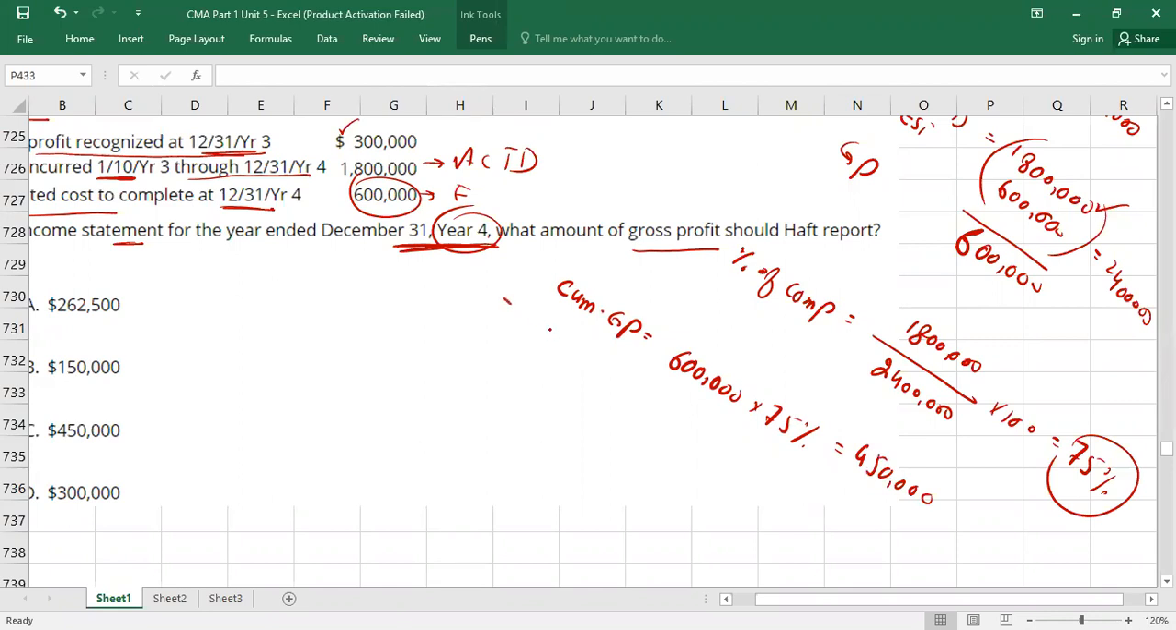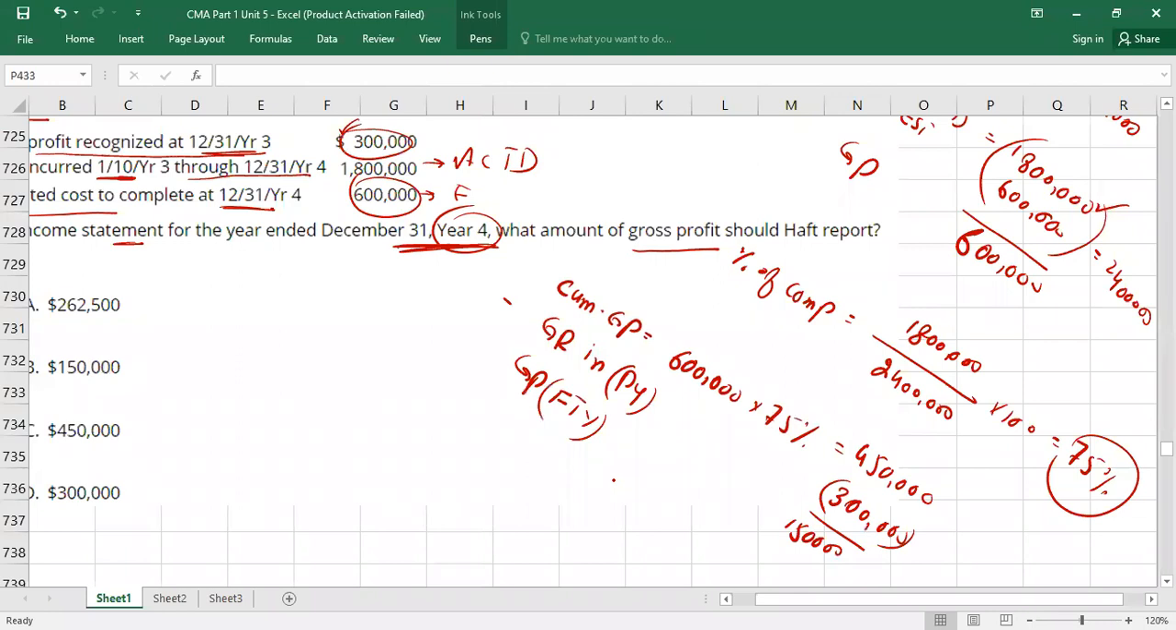You will deduct from there what? GP recognized in previous year. In which year? In previous year, he told you how much? 300,000 is already recognized. It means how much you will record in year 4? 150,000. This will be the GP for the year. 150 should be the answer.